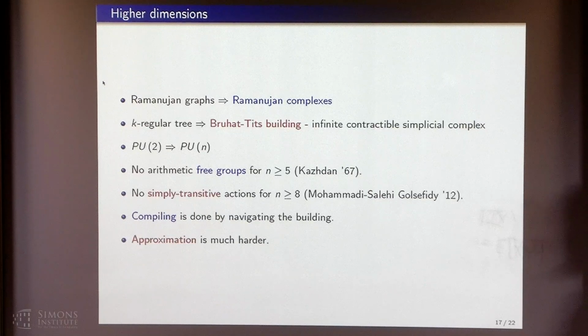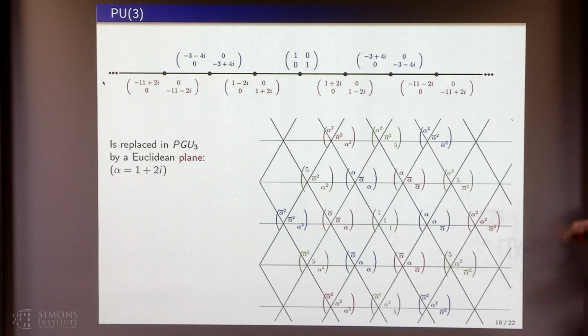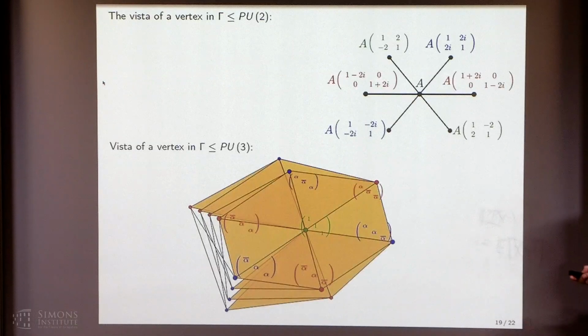What is harder is the approximation problem. And when I say much harder, I mean that we don't know almost anything about that. We don't know how to do the approximation problem. Everything Nasser told you about, we have no analog of that in higher dimension. And I wanted to show you some pictures of what happens when you go to high dimension. Things become nicer graphically, but more complicated in terms of understanding.